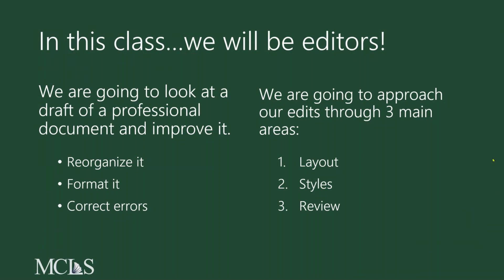And we're going to approach these edits through three main phases. We're going to first look at the layout of the document, things like our margins, orientation, and line and paragraph spacing. In phase two, we're going to look at the styles, the formatting options we choose to emphasize or clarify points made in the document, things like our font size, font type, bullets, and numbering. And then in phase three, we're going to review the document for any potential errors, some of which will be obvious, some of which will be not so obvious.